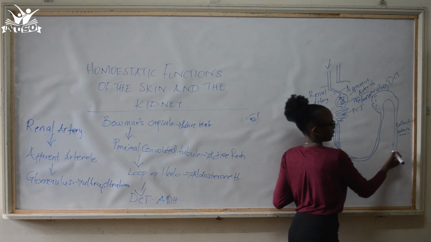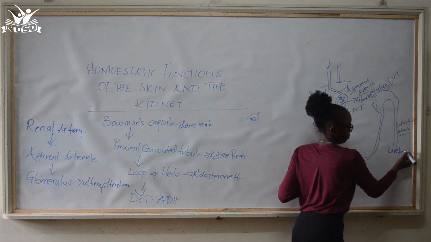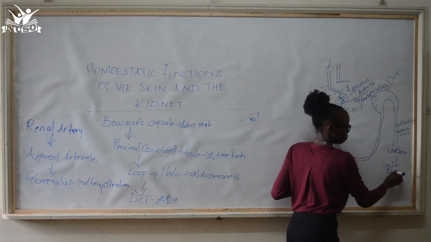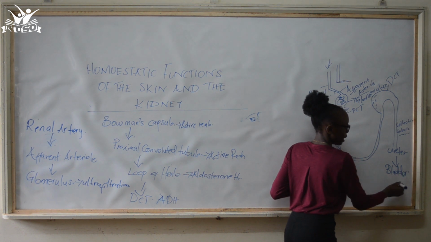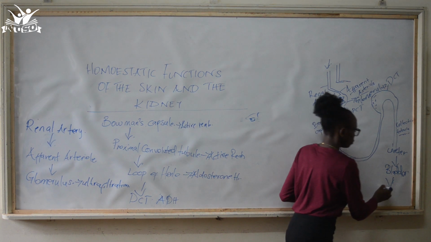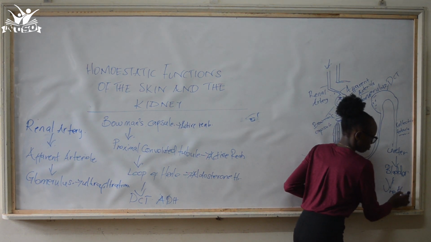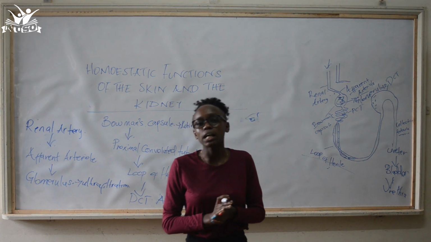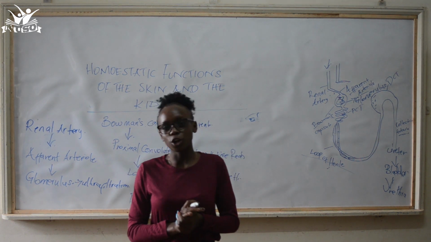They pass through the ureter, and then they are stored for a short period in the bladder, and then they are removed out of the body. They pass through the urethra in the form of urine, and that sums up the urine formation process.